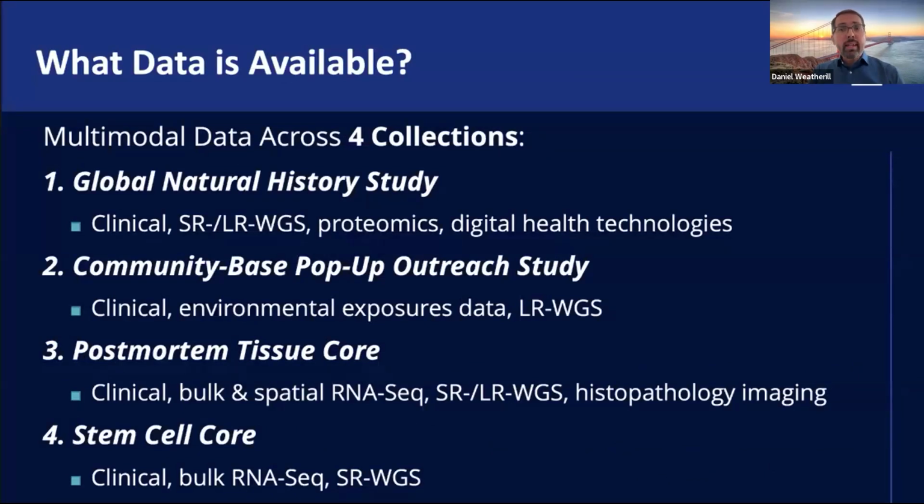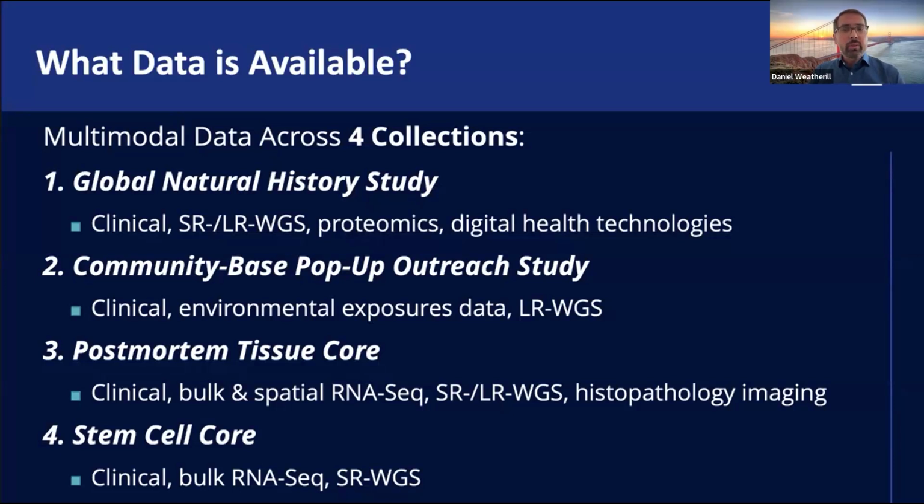In terms of what data is actually available, the platform brings together multimodal data sets across 4 collections. Our global natural history study includes clinical data, whole genome sequencing, both short and long reads sequencing data, multiple proteomics platforms, including TMT mass spec, Olink, and Simoa NFL data, as well as digital health data, including speech, spirometry, and movement signals. Our community-based pop-up study adds clinical and long-read sequencing data tied to environmental exposure data.